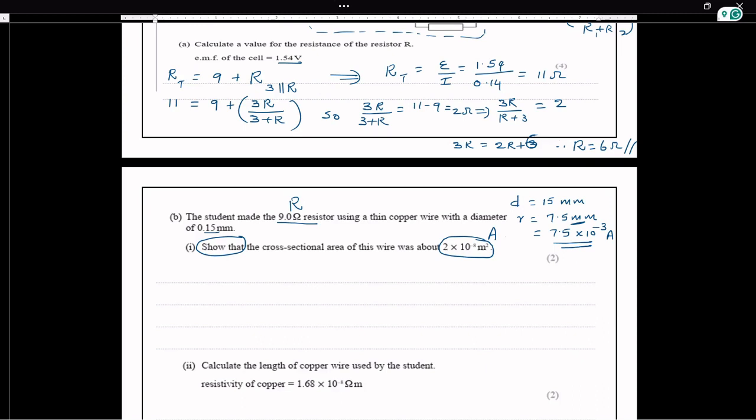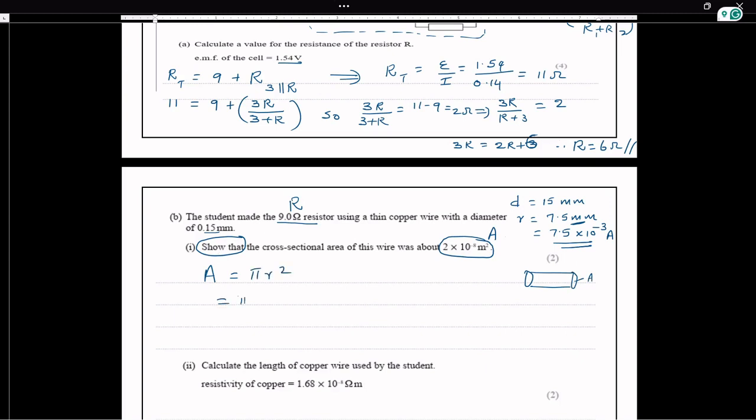Now we are going to calculate the area of cross section. So this is such a simple question. The area of cross section, because it is a wire, for wires we assume the wire as a cylinder, cylindrical in shape. So the base area is like a circle area. So area is pi r square.